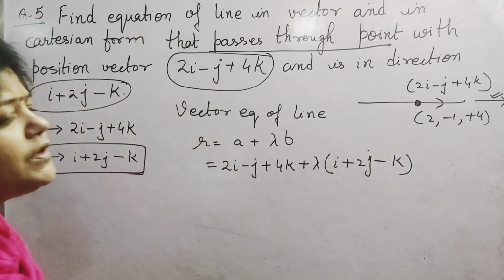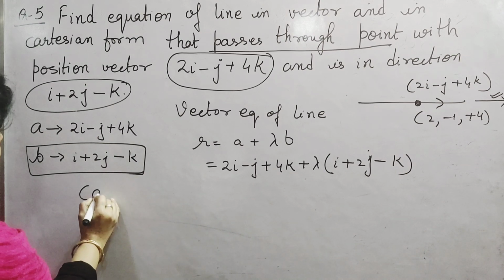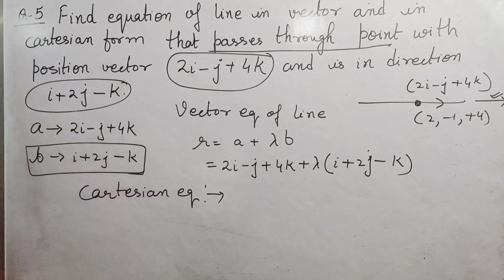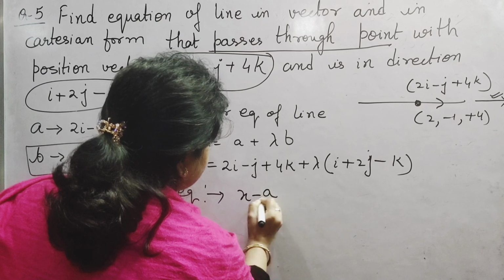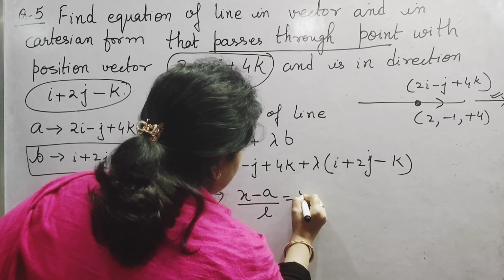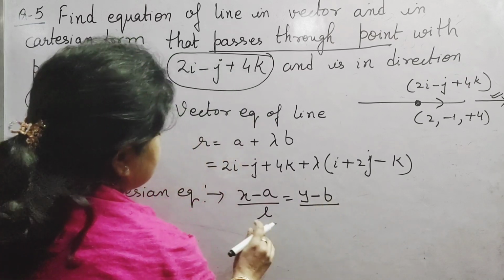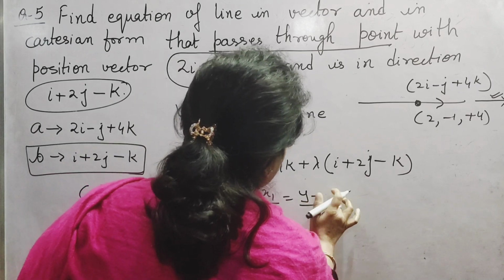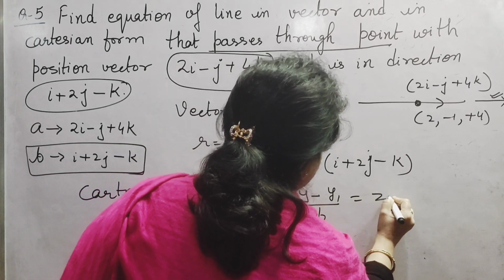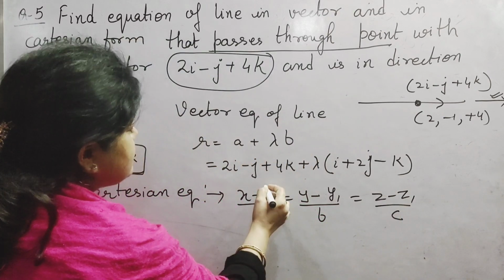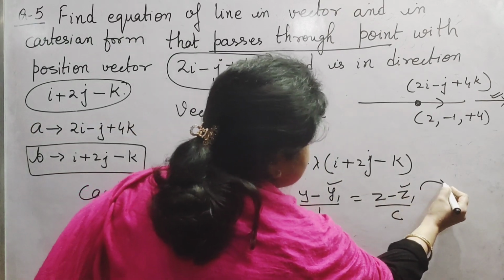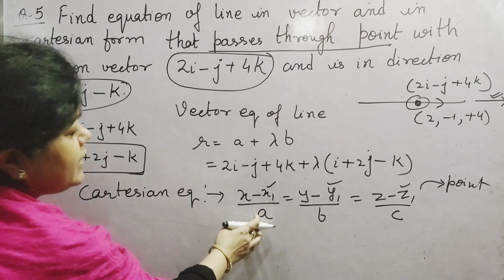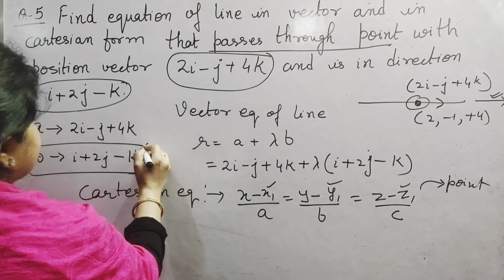Now, how will you write the Cartesian equation? For the Cartesian equation, the general format is x minus x1 over a, y minus y1 over b, z minus z1 over c. That means x1, y1, z1 represent the point, and a, b, c are the direction ratios of this vector.